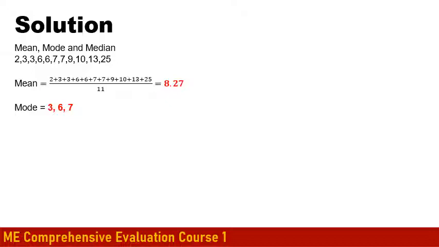For the mode, we are looking for the numbers that occur most frequently. This is actually trimodal because there are three numbers that occur most frequently, and those are 3, 6, and 7. For the median, that is equal to 7, because if you count what is in the middle, it's actually 7. You can also notice that there are two numbers in the middle. So what you can do if that happens is to add them and divide by 2.